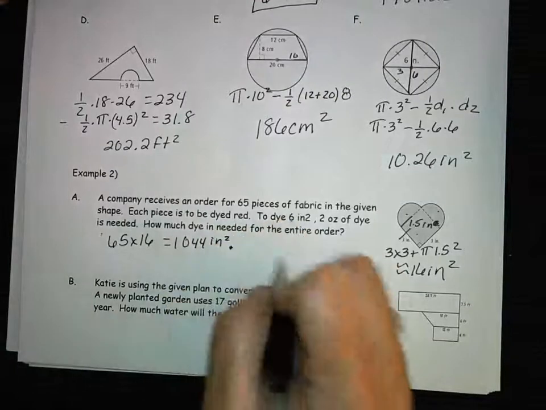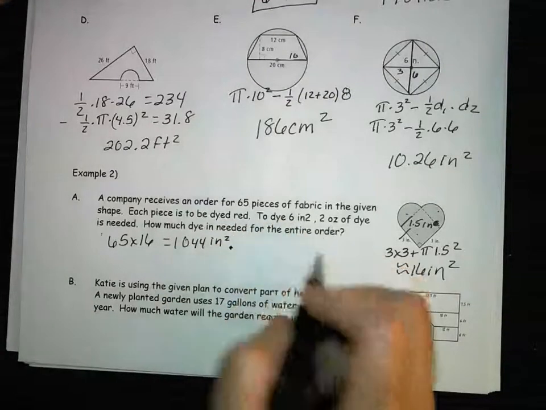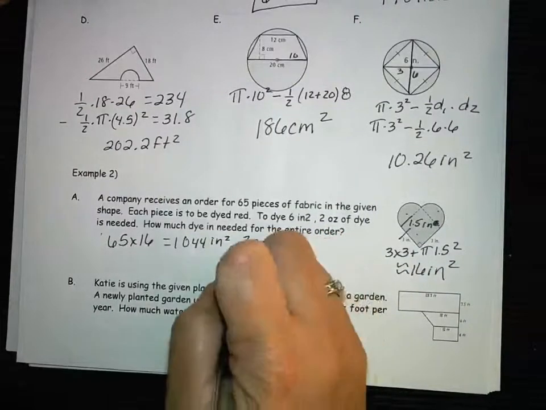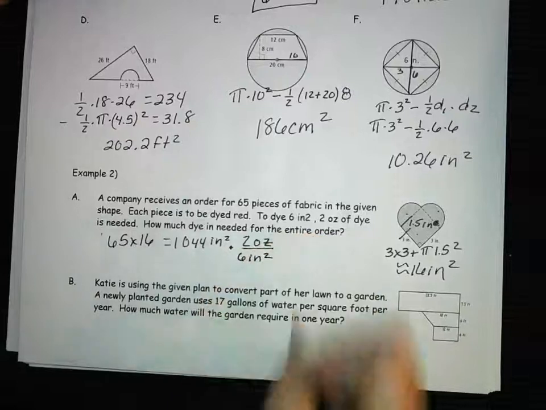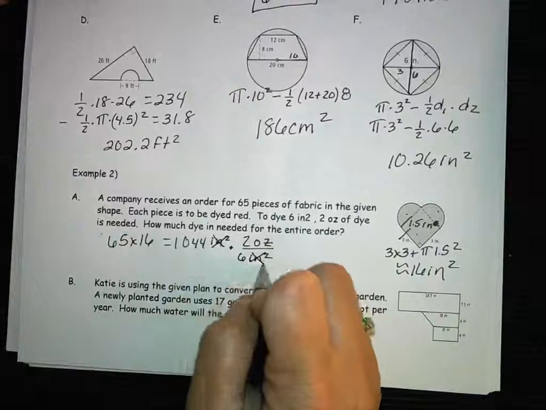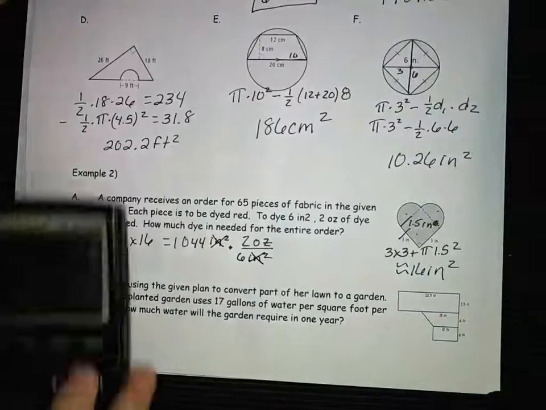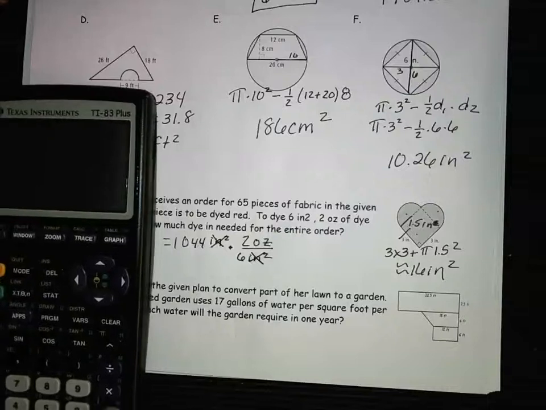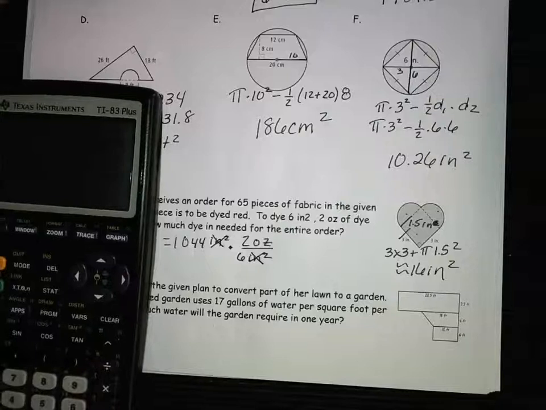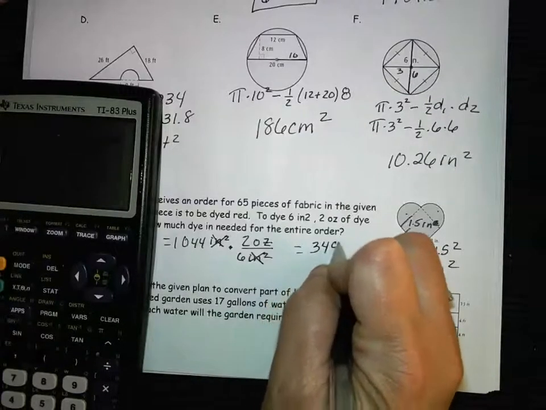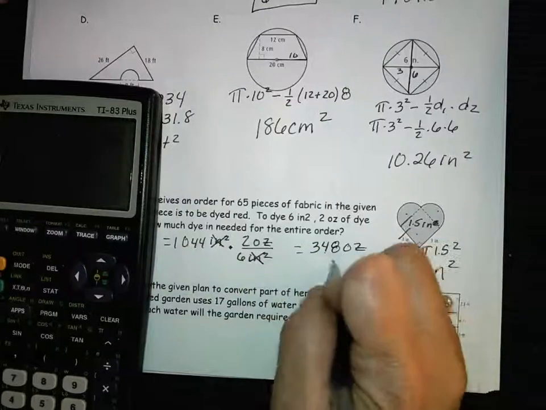Well, in order to dye 6 square inches, we need 2 ounces. So if we do 2 ounces of dye for 6 square inches, notice how square inches is on the top and the other one's on the bottom, and those cancel out. And then you have 1,044 times 2 divided by 6. So you would need 348 ounces of that dye.